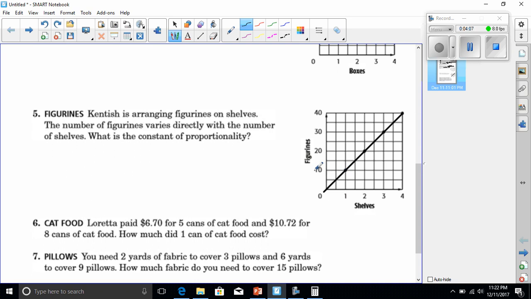It's proportional. We also learned that if we find what 1 is, then we can find out what our rate is, and that is 10. So 10 is our answer. 10 figurines per shelf.